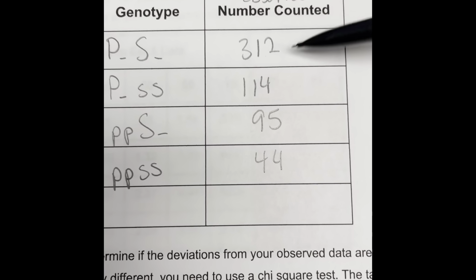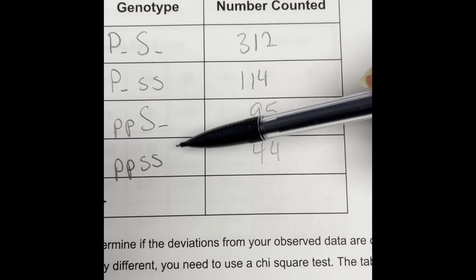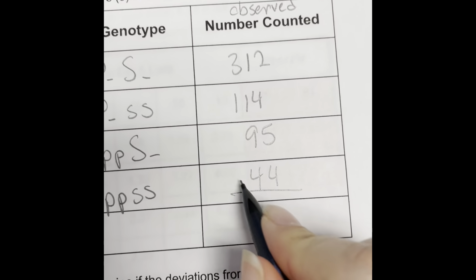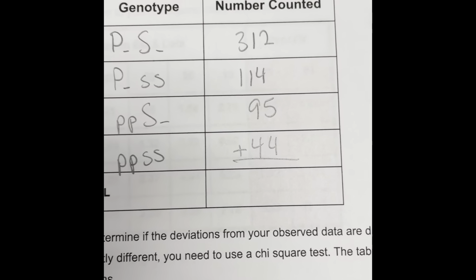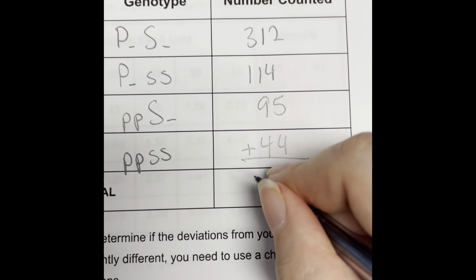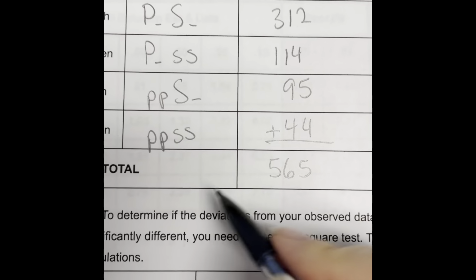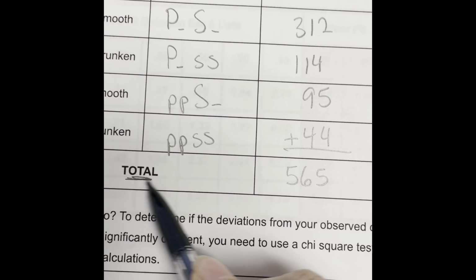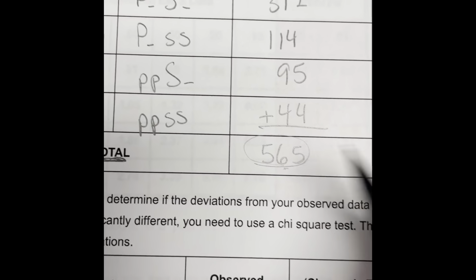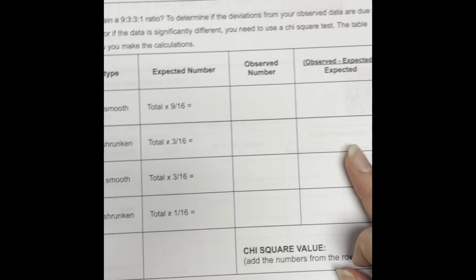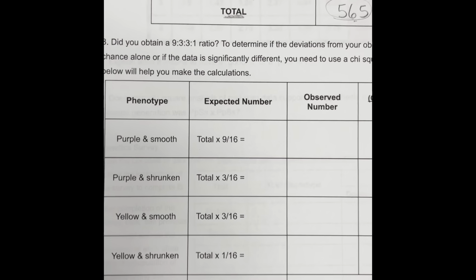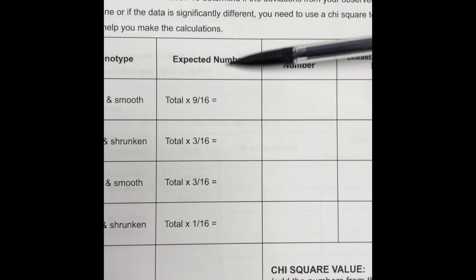Now that we know our observed for each of these 4 categories, we're going to add them all together, plug this into your calculator, and we get 565 for our total population. Our total population is 565. Now we're ready to move to question number 3. Question number 3, we need to fill out these 3 columns and then find our total chi value.